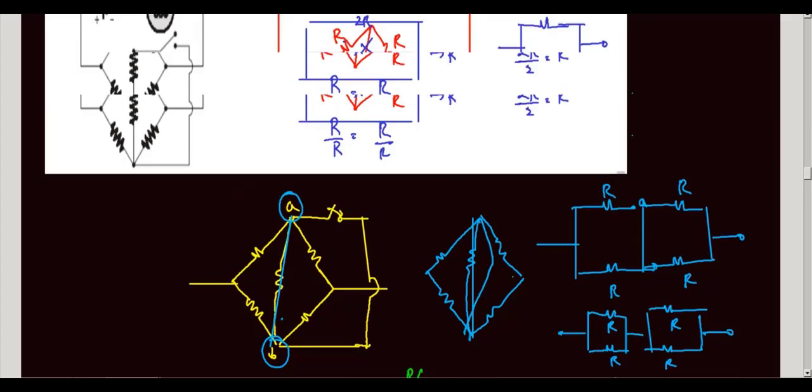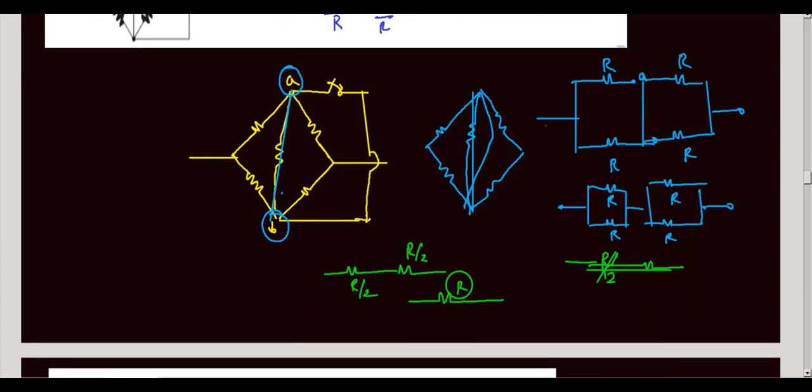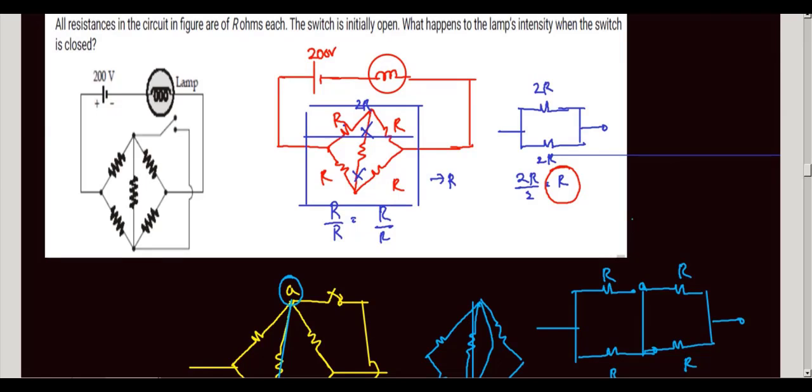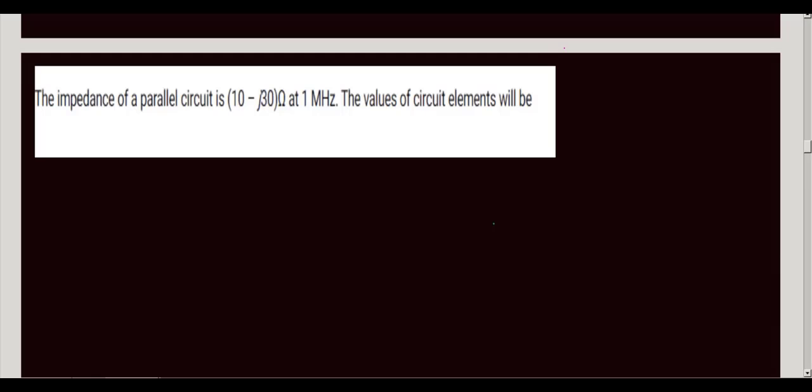Before the switch was closed, what was the resistance? The equivalent resistance was R. After the switch is closed, the equivalent resistance is also R. So the resistance does not change, the current does not change, and the lamp intensity will be the same. Before, I equals 200 by R, and now also I equals 200 by R. The current remains the same, so the intensity is the same as before. Hope you understand. Next question.